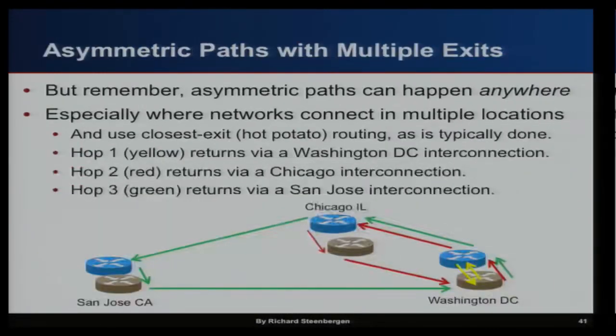Now we get into some more complicated stuff. Asymmetric paths with multiple exits. So remember, asymmetric paths can happen anywhere, and they do. And in fact, the way the modern internet works, they happen pretty much everywhere.